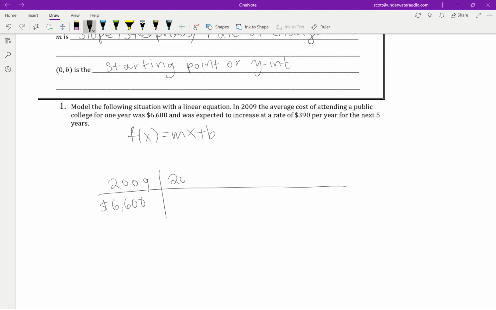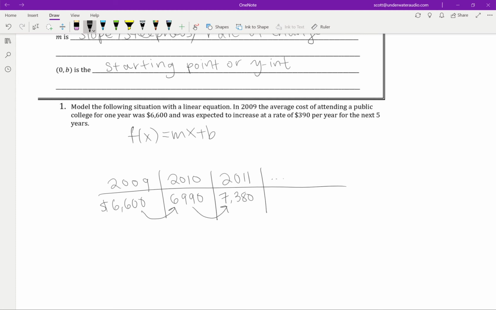So then the next year, 2010, it was expected to increase at a rate of 390. So that means I'm going to go from 6,600 and add to that 390, which is 6,990. And then 2011, yet again, it's going to go up by 390. So 6,990 plus 390 is 7,380. Okay, so I could keep going like this. We're supposed to do this for 5 years.